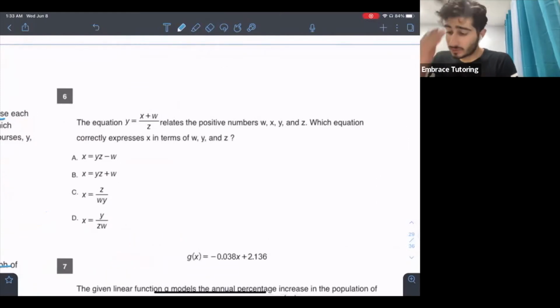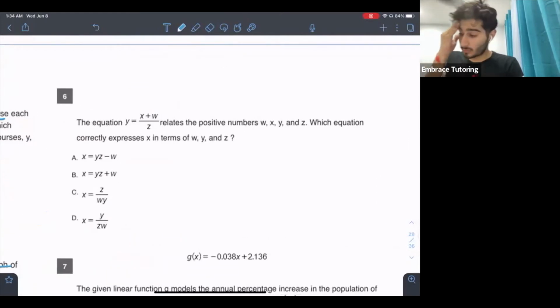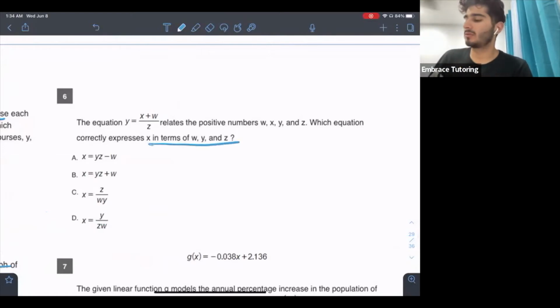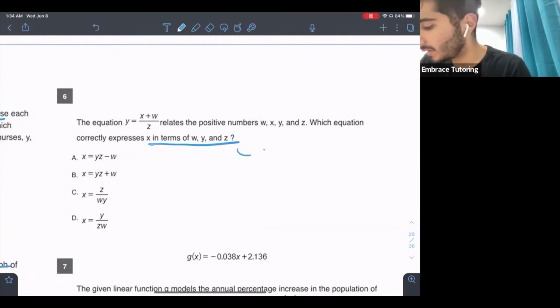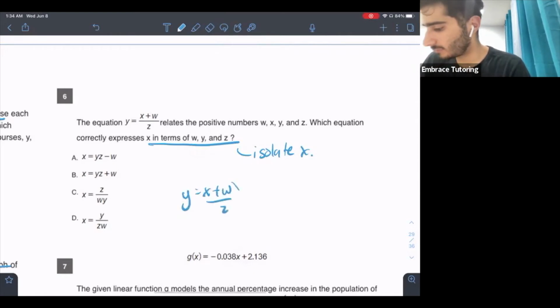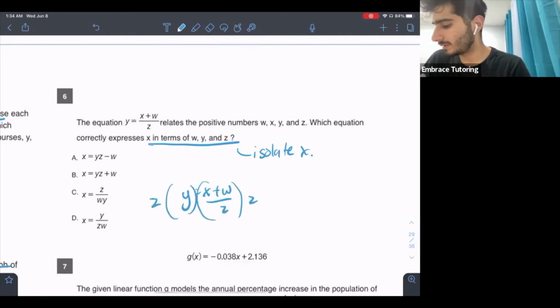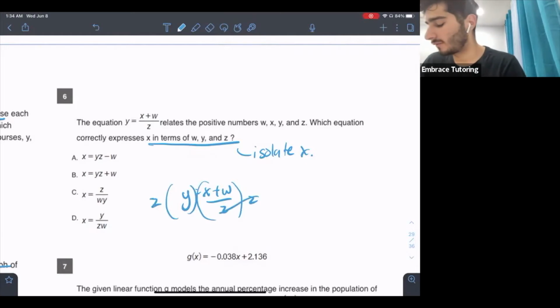Question 6. The equation y is equal to x plus w over z relates to the positive numbers w, x, y, and z. Which equation correctly expresses x in terms of y, w, and z? So what they're asking for is basically to isolate x. So what you would do here is, first, multiply everything by z to get all the division or multiplication out of the equation. And zy is equal to x plus w.